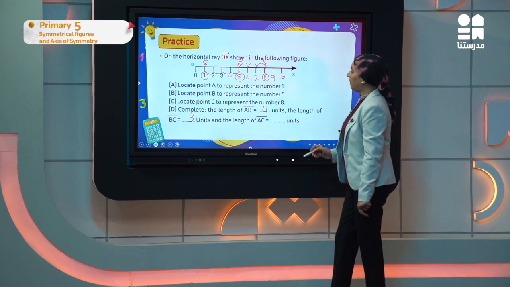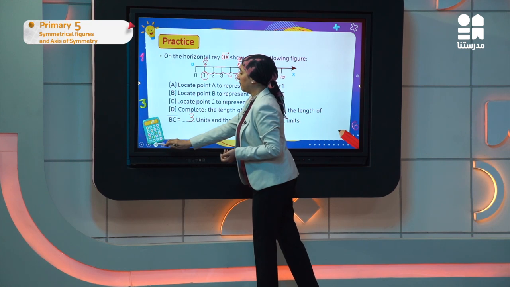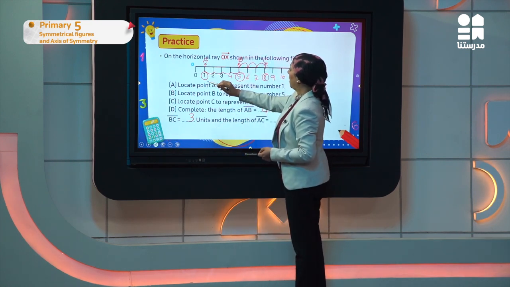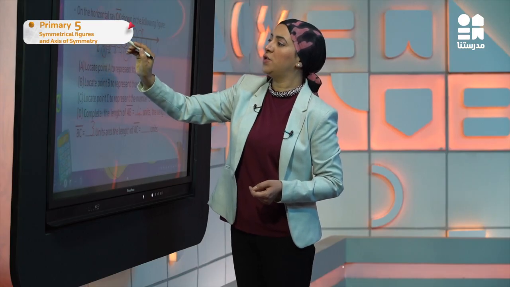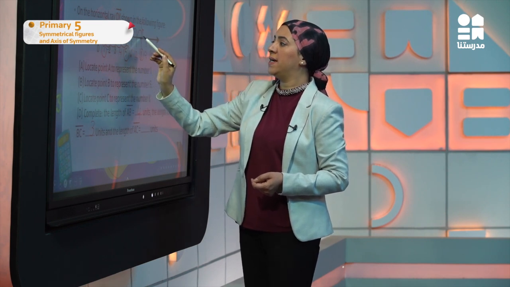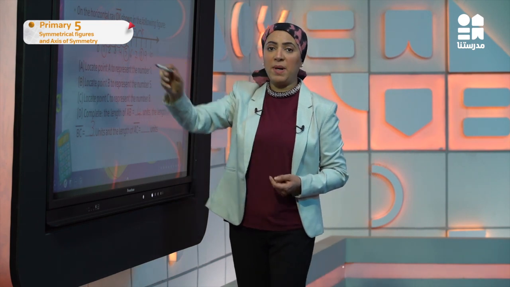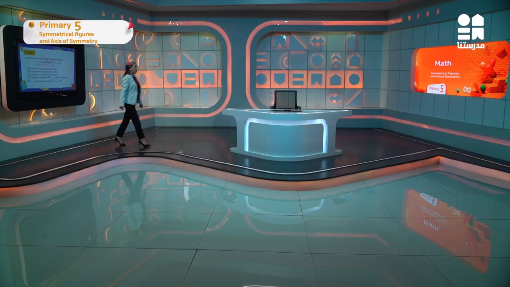And the length of AC, I will count from A till C. So here 1, 2, 3, 4, 5, 6, 7. So it's going to be 7 units, or 8 minus 1, which is 7. That's it for this part. So let's go and take another idea.